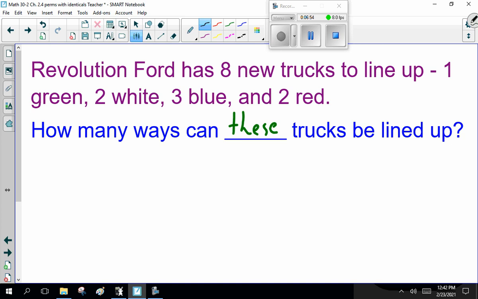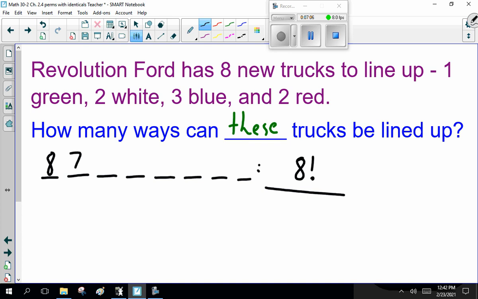So, we have 8 trucks: 1, 2, 3, 4, 5, 6, 7, 8. So that's 8 choices for the first, 7, 6, 5, 4, and so on, so 8 factorial. Now, we have repeats. How many repeats do we have? We have 1 green, so if you wanted to, you can divide by 1 factorial. I'm just usually too lazy to write that out. We have 2 whites, 3 blue, and 2 red.